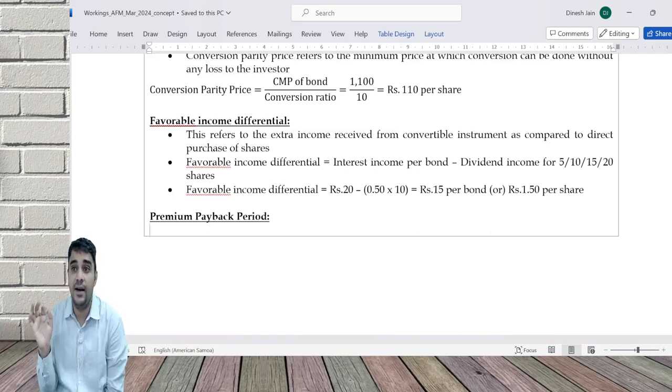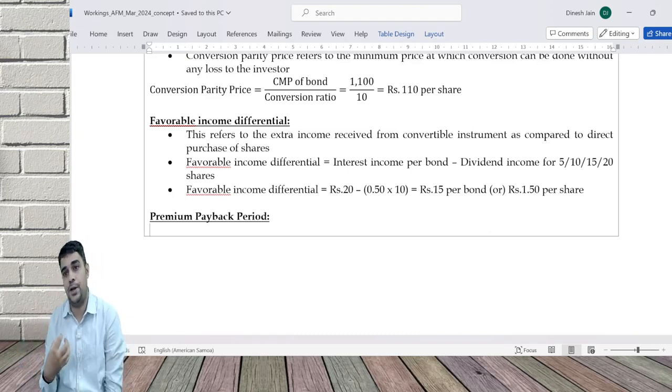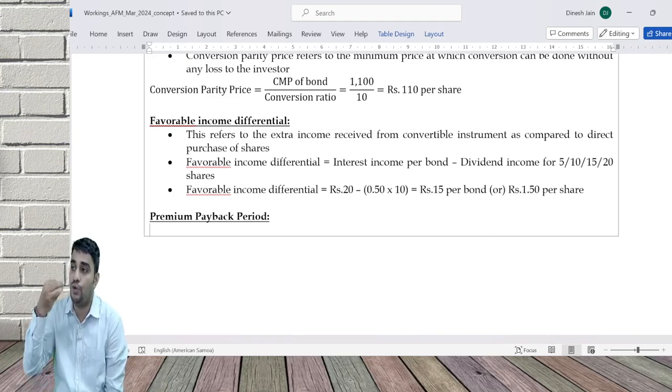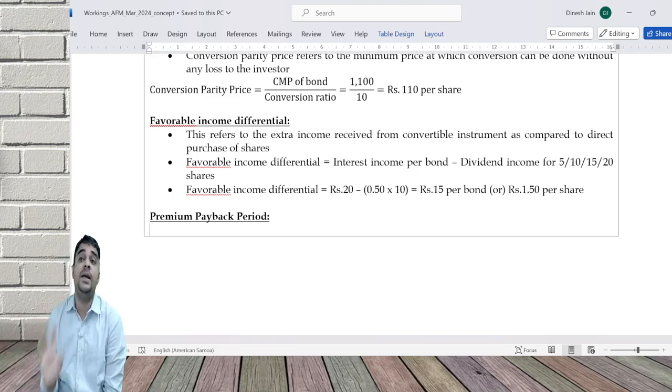This 300 I can recover in 20 years. What is 20 years? It is 300 divided by 15. Every year you pay me extra 15, ignoring the time value of money in the calculation. I paid a premium of how much? 300. If I want this premium to return to me, ignoring time value of money, it will take 20 years. 20 years is not viable here because the bond will get converted in 5 shares. But to get the premium back, you have to wait for 20 years.